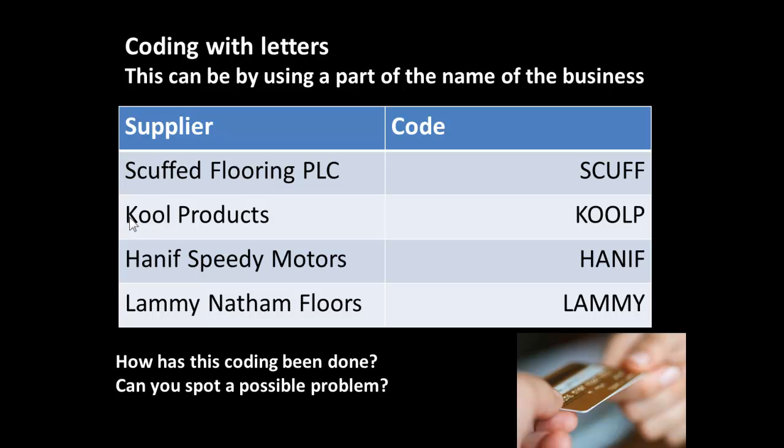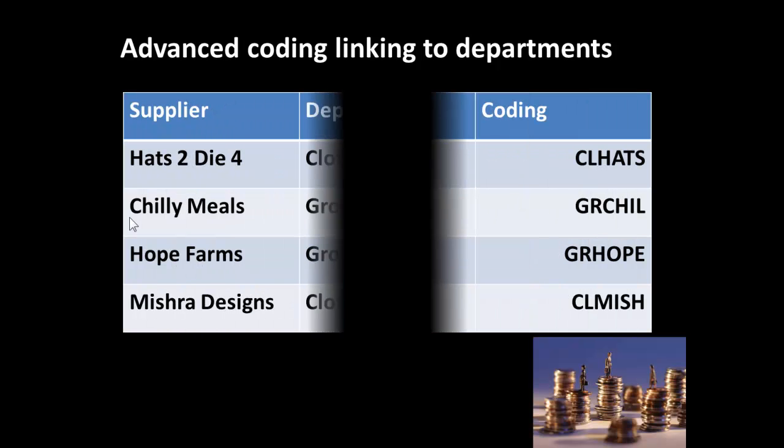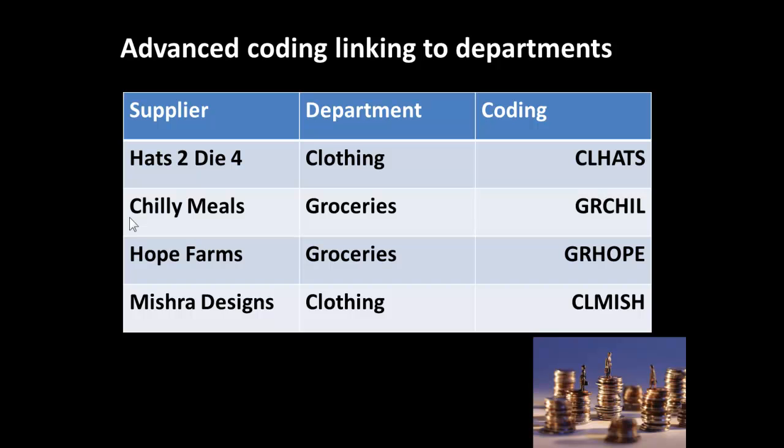Well, let's take the third one down, Hanif Speedy Motors. Suppose there were several businesses, all of whom were run by a Hanif. There's a problem there. We can advance our coding a little by linking it to something else. In this example, we've linked it to departments. So we have two departments, clothing and groceries, and if you look, you can see how the coding's been done. You can see that the first two letters have been used for department coding.